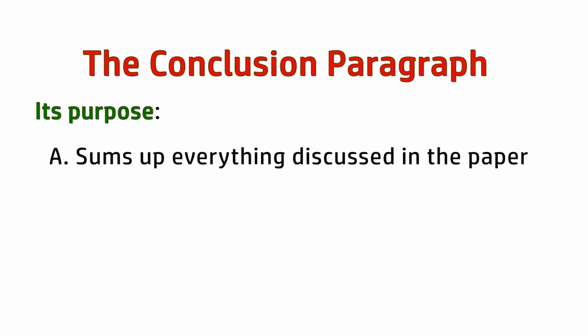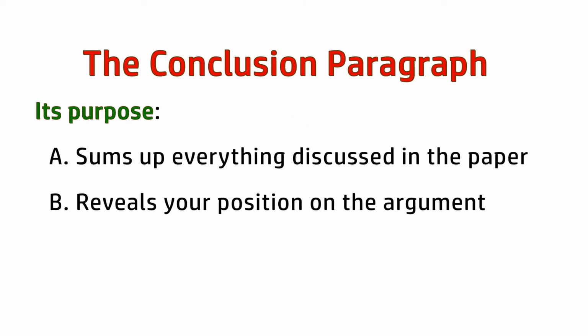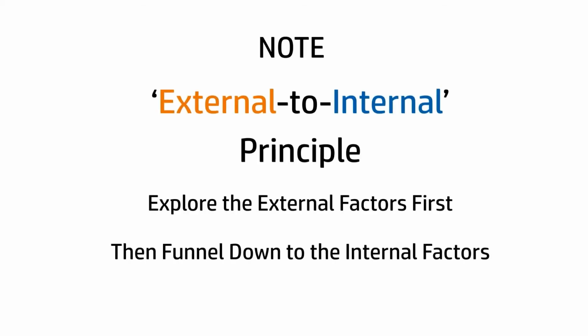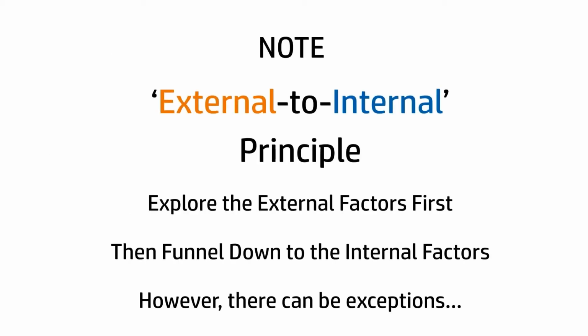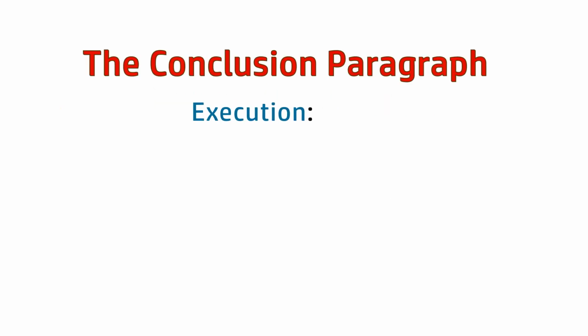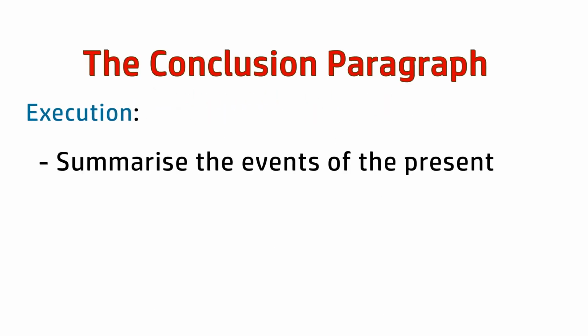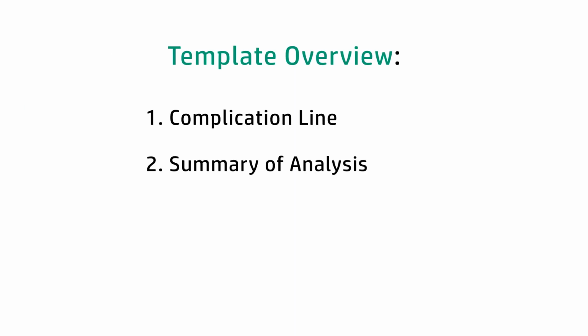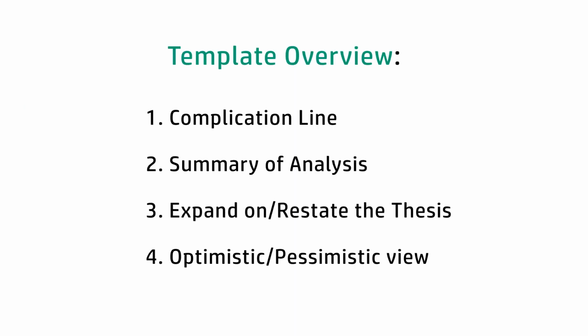A. It sums up everything you have discussed so far. B. It reveals your position on the argument based on your findings. And C. It leaves an intriguing impression at the end for the reader. Again, the external to internal principle applies here, as in this context, the paragraph goes from summarizing the events of the present to predicting the events of the future. To write a great concluding paragraph, the steps are as follows.